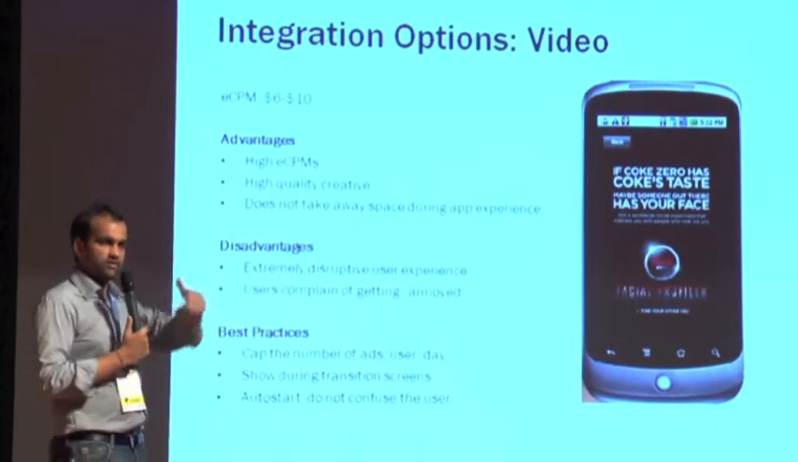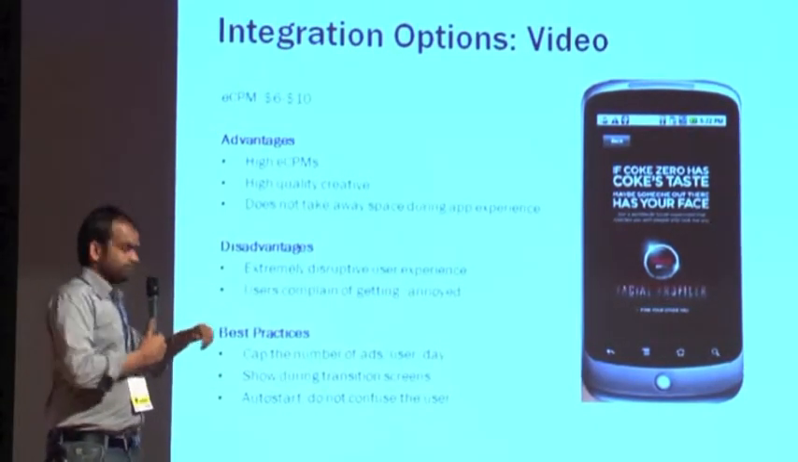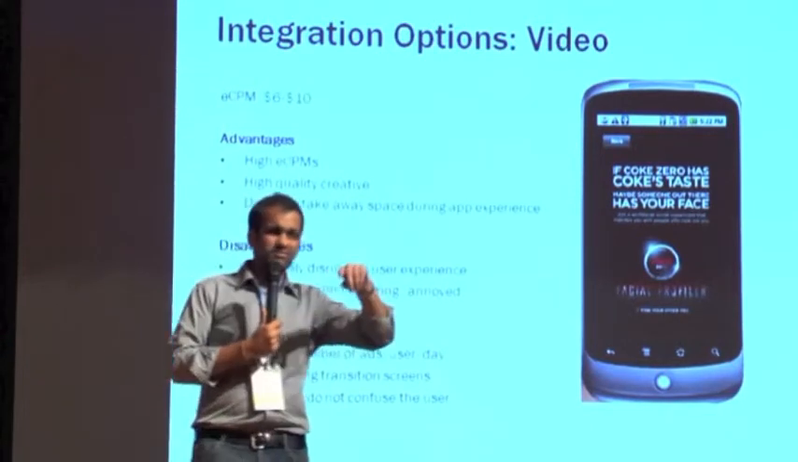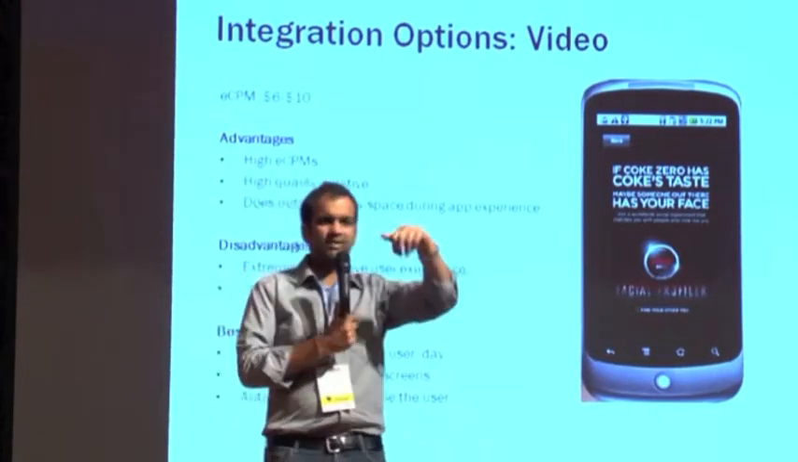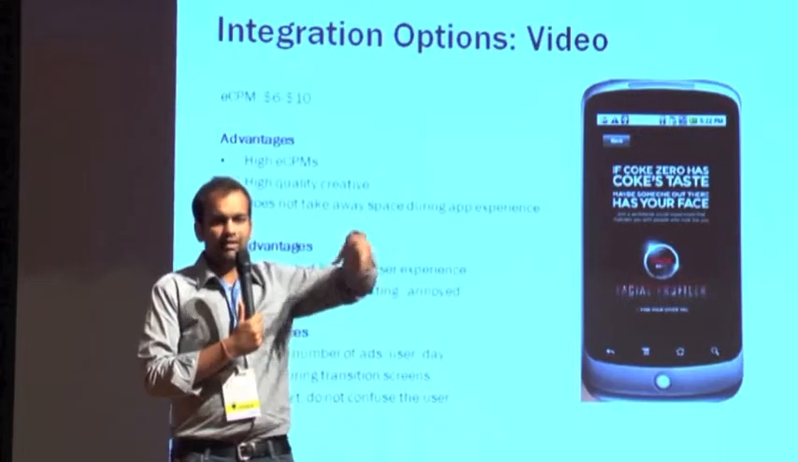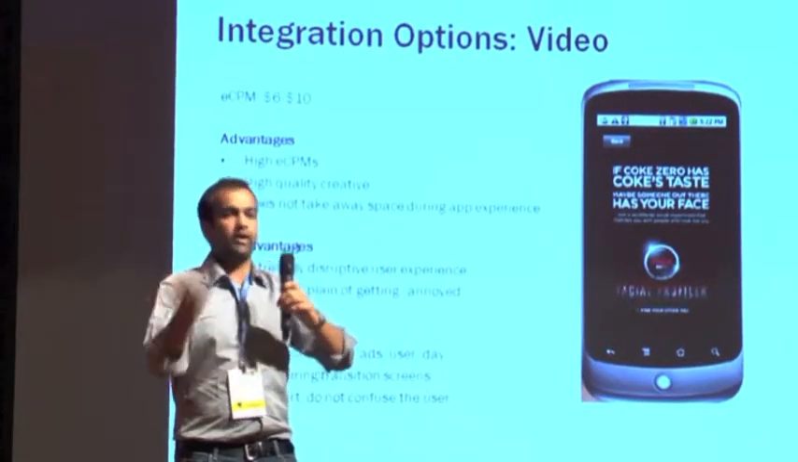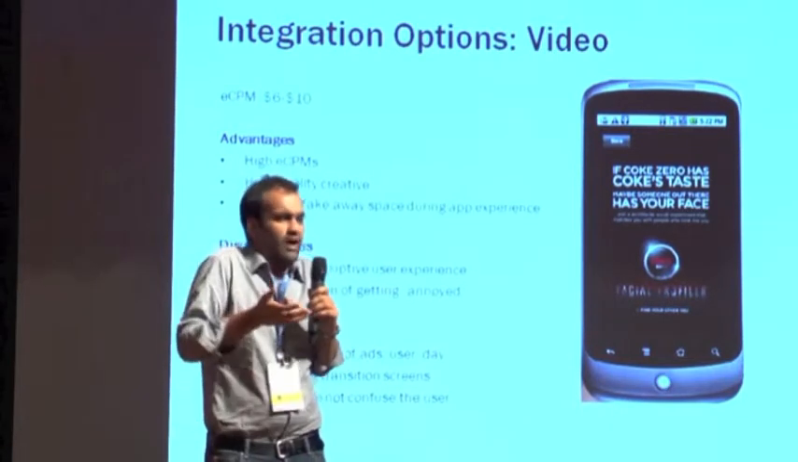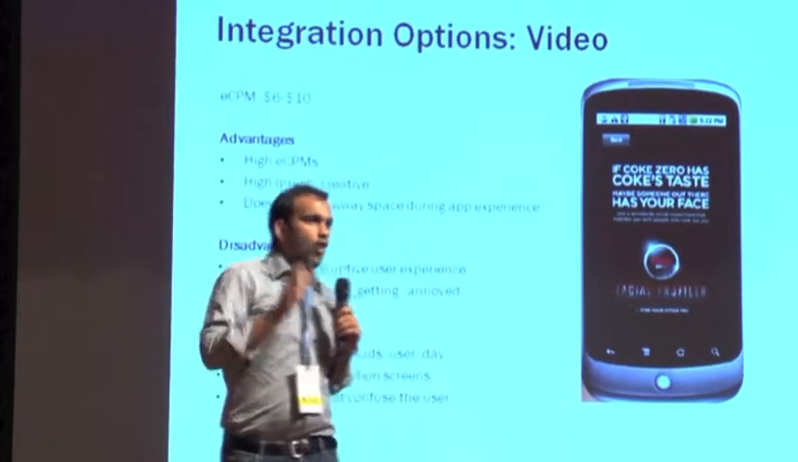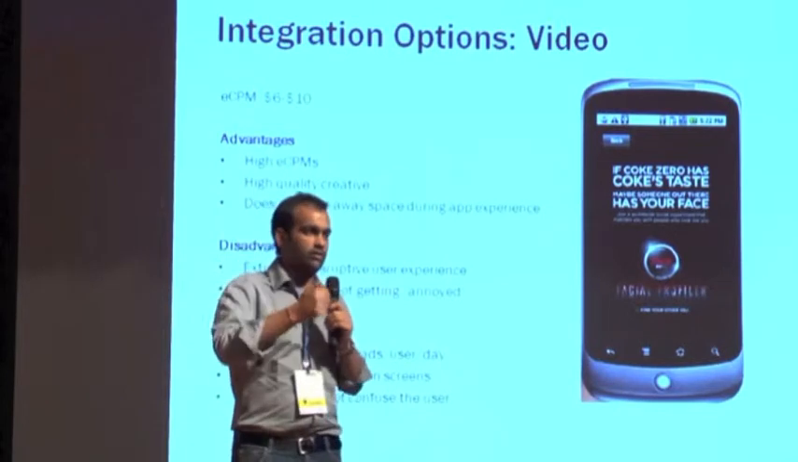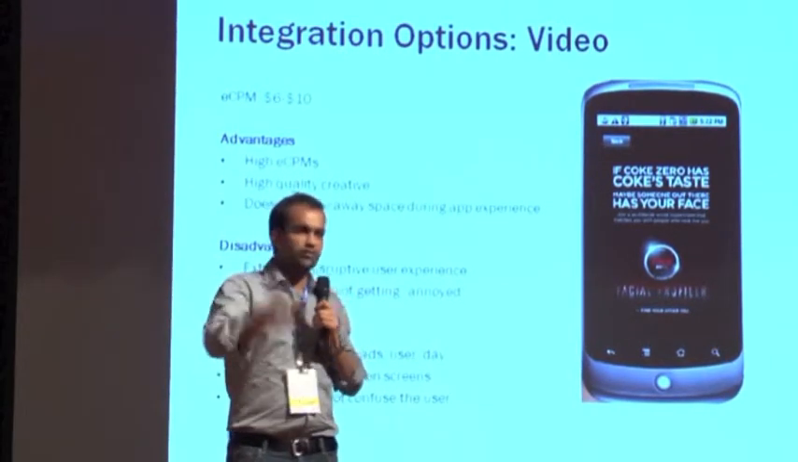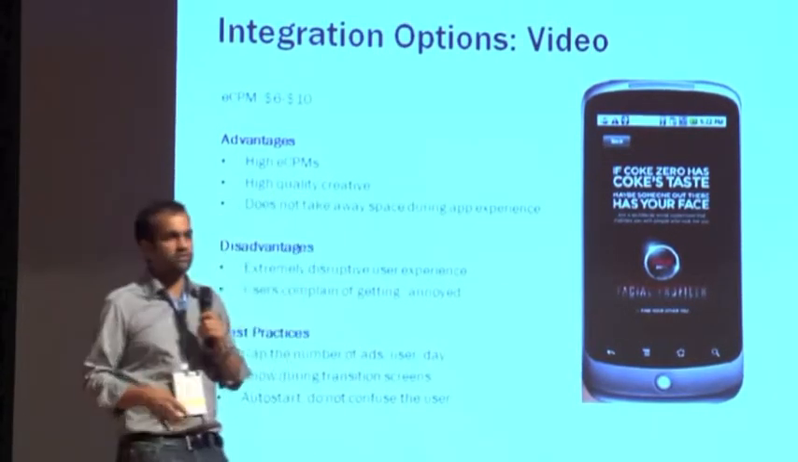Transition screens again work best. And the last point is, a lot of times some people, the way they integrate video ads is that they'll put a video ad, and you have to click play on it to start playing. And the user's confused, okay, I reached a blank screen, what do I do? So auto start, which is, say they clicked on next level, the ad should start playing immediately. That usually works best. So people just see the ad and get out of it.